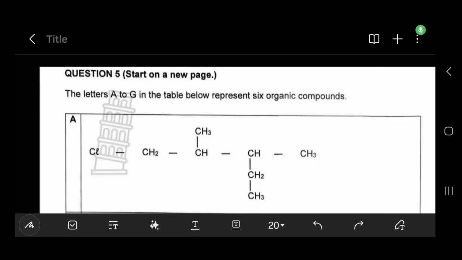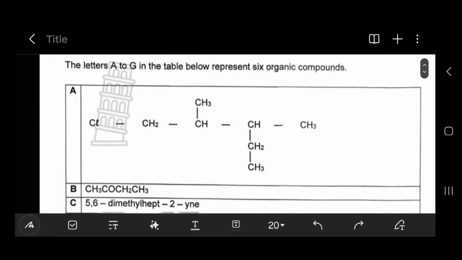Here we have question 5 that is based on organic chemistry, naming of compounds. So that is the first part under the section. Now question 5 says the letters A to G in the table below represent 6 organic compounds. It is always important for you to analyze the table that you're given, analyze those compounds, understand which homologous series they belong to by identifying their functional groups. Once you have that information, then it's okay for you to go on to the questions, because by then you know more or less what's happening and you've answered most of the questions already.